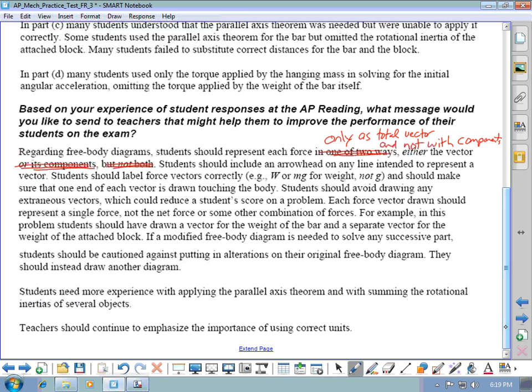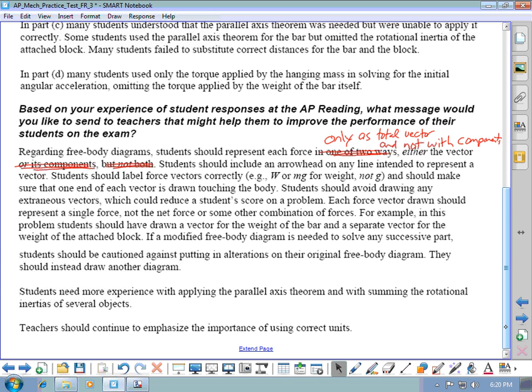Again, it's because when they're grading these, it's hard for them to tell whether you mean for the vector and its components to be two separate forces or not. So they have eliminated that. They only want the full vector itself. They don't want you to draw any components of vectors at all. It says students should include an arrowhead on any line intended to represent a vector. So you have to have the tip on the vector.